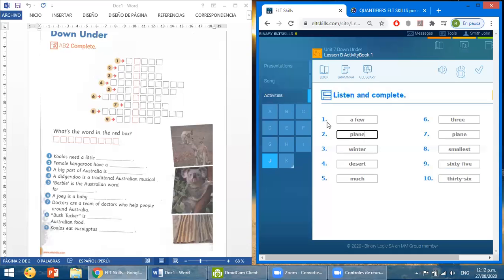Si te sale todo incorrecto, es una falla de la plataforma. Te va a salir 0%.